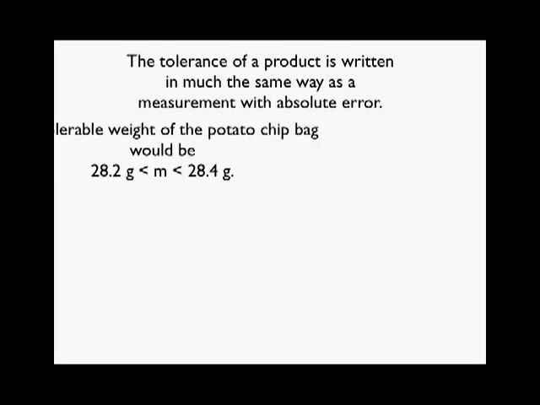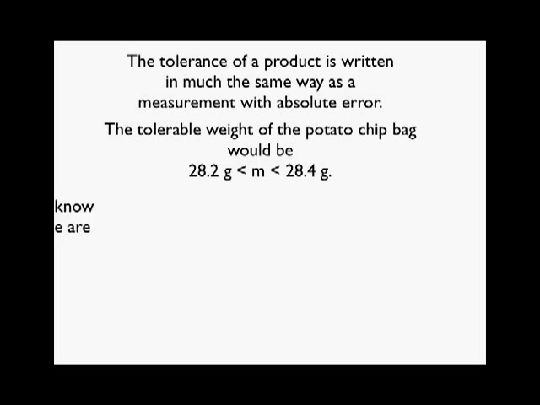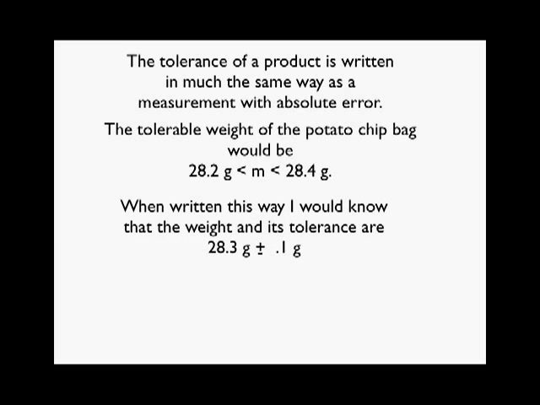The tolerance of a product is written in much the same way as the measurement with absolute error. The tolerable weight of the potato chip bag would be 28.2 grams, less than the measurement, less than 28.4 grams. When written this way, I would know that the weight of the bag should be 28.3 grams, but it could be plus or minus 1/10 of a gram.